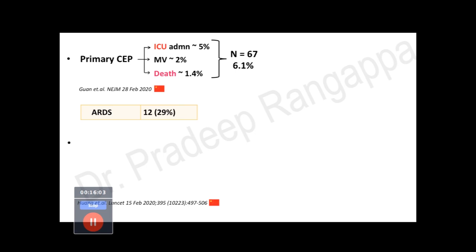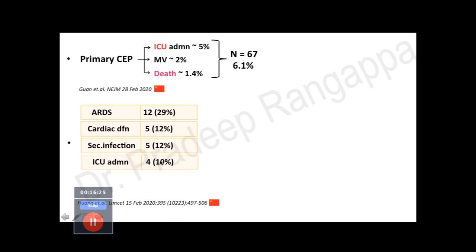And if you wish to know what the life-threatening issues are that threaten them, ARDS, as you see, this is a study which came in Lancet on 15th Feb. ARDS manifested in 29% of the COVID patients getting admitted to ICU, cardiac dysfunction was present in 12%, secondary infection was present in 12%, 10% needed ICU admission, and 15% had death. The NEJM study showed 1.4%. As you see here, this is the Lancet study. This showed a death rate of around 15% among those who get admitted to ICU, who are much sicker.